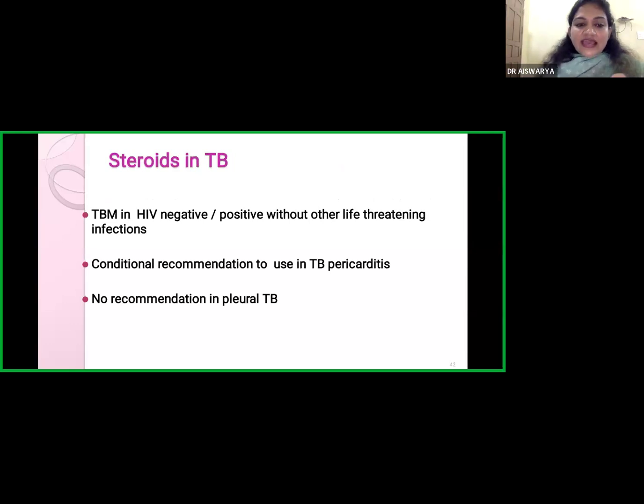Now, in which cases do we use steroids in a TB patient? Only in TB meningitis and in some cases of TB pericarditis, we currently recommend steroids. In all other cases, steroids are not recommended, especially in pleural TB. Previously, there was a recommendation for giving steroids. Now it is not recommended.